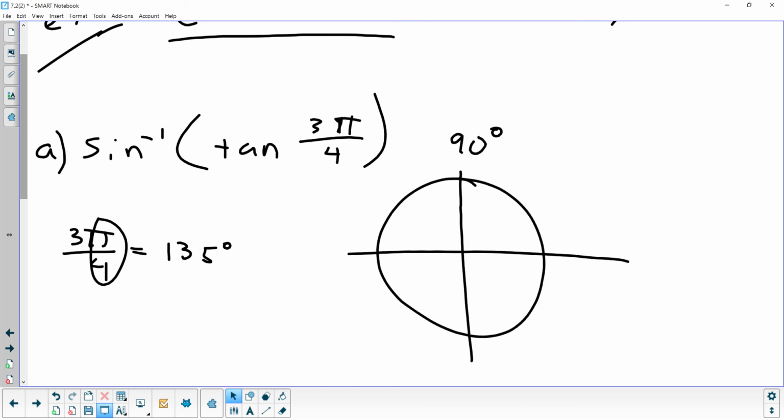Okay, where's 135? It's halfway between 90 and 180. Right, it's exactly halfway between 90 and 180. So is 135 a multiple of 30, or is it a multiple of 45? It's a multiple of 45. So that means this is a 45, 45, 90 right triangle.